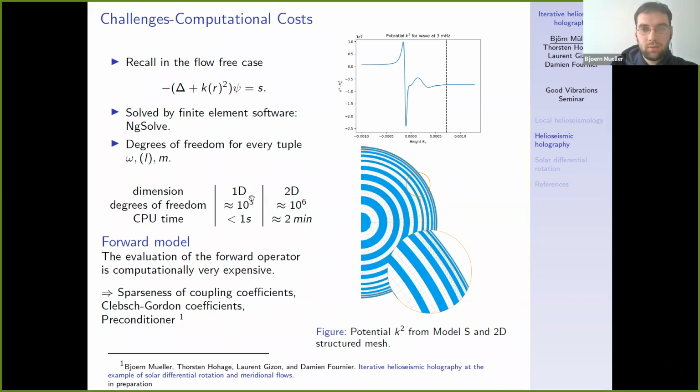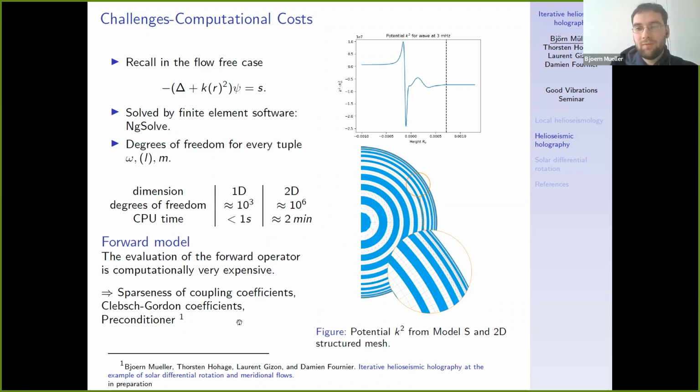So I have done it here for 1D and 2D. Basically, you can also do 3D, but we don't really have a 3D solver. So the degrees of freedom for 1D are 10 to the 3, roughly. It's very fast, far less than 1 second to compute this. But for 2D, we have already 10 to the 6 degrees of freedom, and it takes roughly 2 minutes to compute them. And then you have to multiply this with the number of frequencies you have and the number of modes you have. So even after parallelizing over frequencies and modes, it's a big problem.